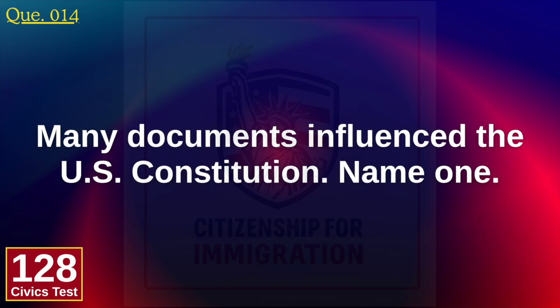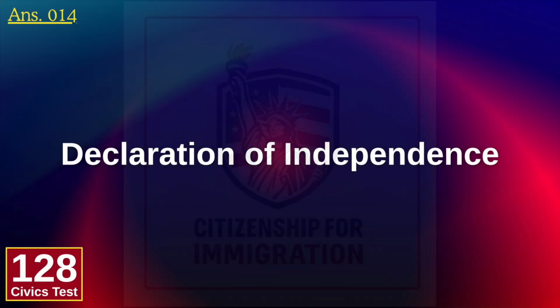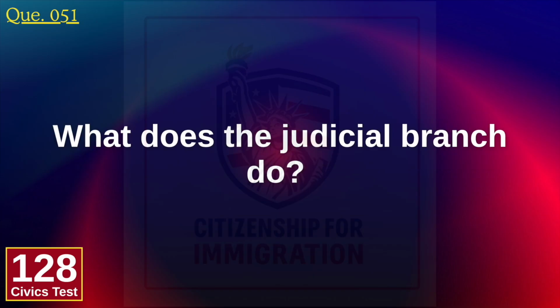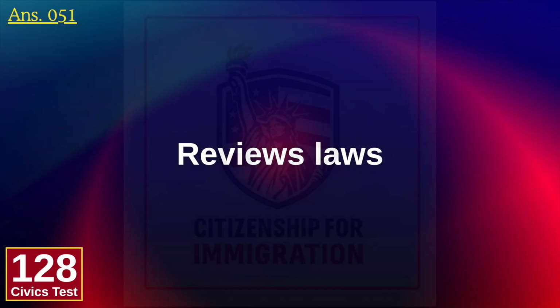Many documents influenced the U.S. Constitution. Name one. Declaration of Independence. What does the judicial branch do? Reviews laws.